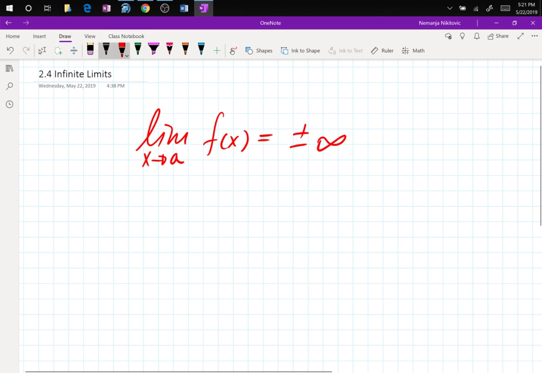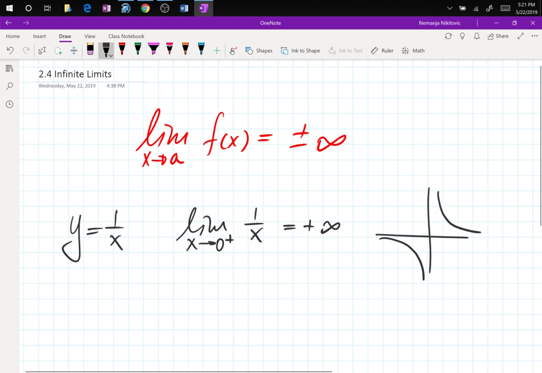So what would be an example? Well, y equals 1 over x, and then you look at the limit, x approaches 0 plus of 1 over x. Well, the answer for that is positive infinity. Why and how? Well, you know the graph for 1 over x, and you see that as you approach from the right, that's your 0 plus. As you approach 0 from the right, the y value shoots up to positive infinity. So this is what the infinite limits are all about. You are working on just regular limits, and this time your answer is either going to be positive or negative infinity.